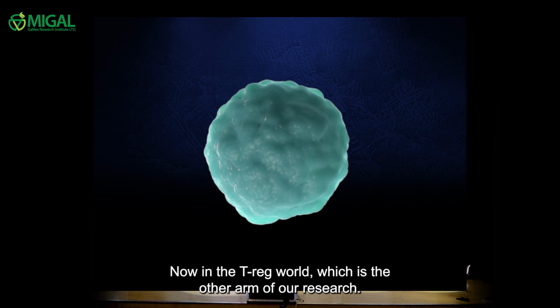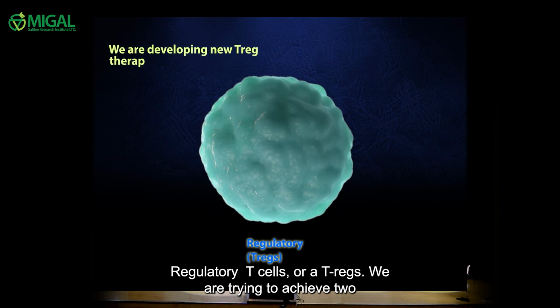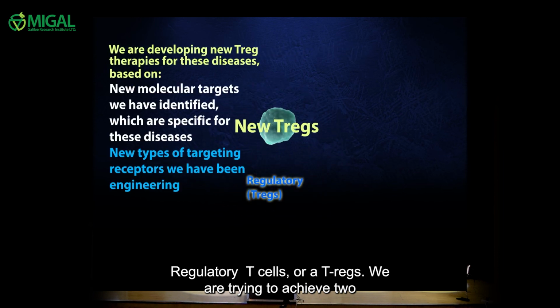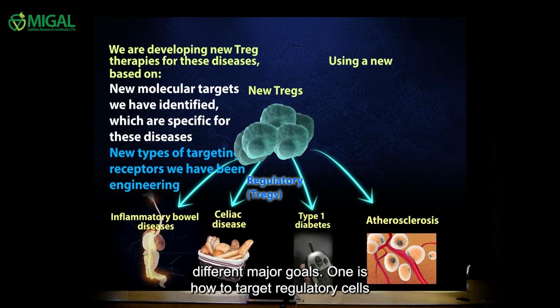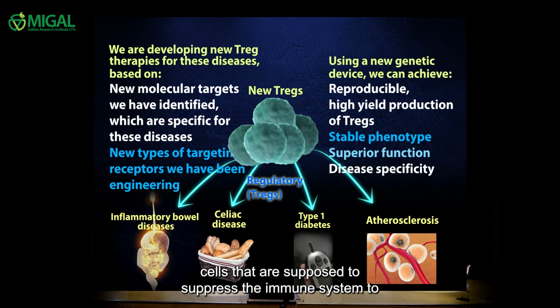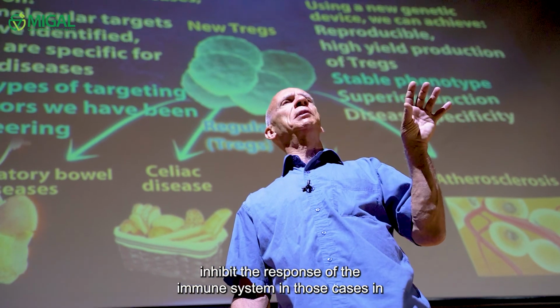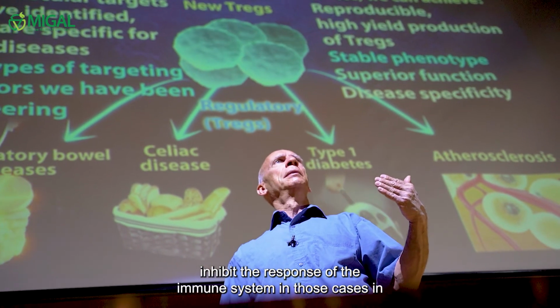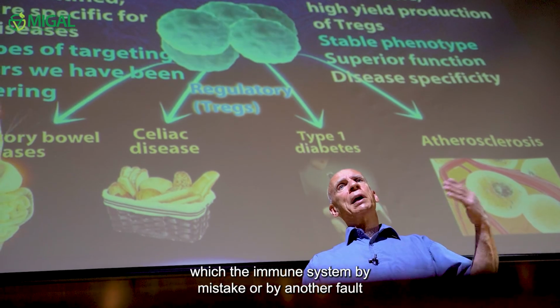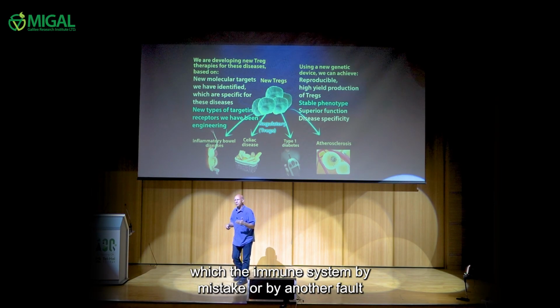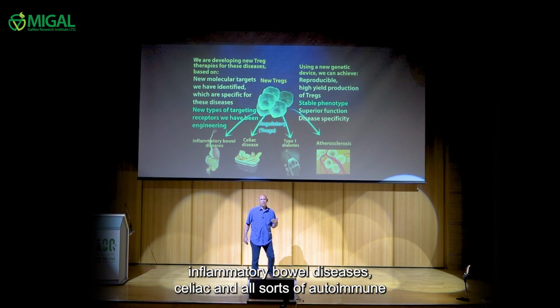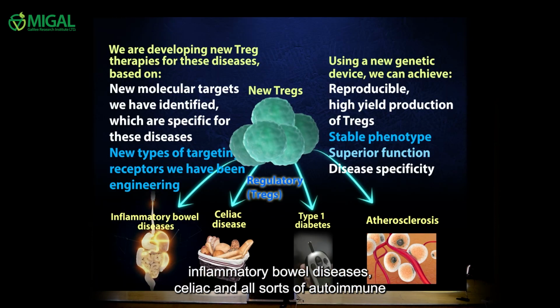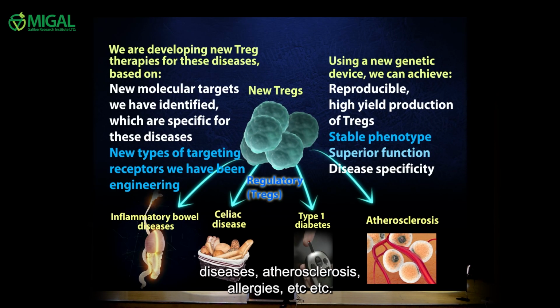Now, in the Treg world, which is the other arm of our research, regulatory T cell or Treg, we are trying to achieve two different major goals. One is how to target regulatory cells, cells that are supposed to suppress the immune system, to inhibit the response of the immune system, in those cases in which the immune system, by mistake or by another fault, actually creates a disease, an inflammatory disease, such as inflammatory bowel diseases, celiac, all sorts of autoimmune diseases, atherosclerosis, allergies, etc.